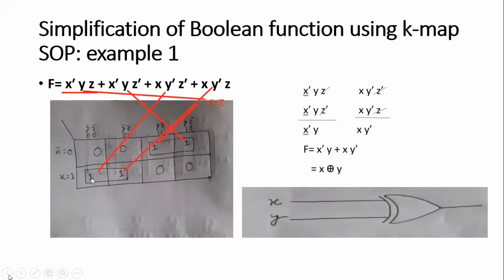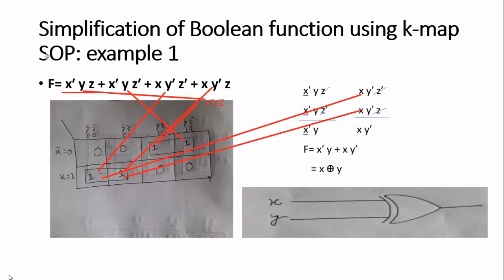Now from these two pairs, what is the equation? The equation is X, Y prime, Z prime and X, Y prime, Z. Here also Z prime and Z are cut down, and the common term is X and Y prime.